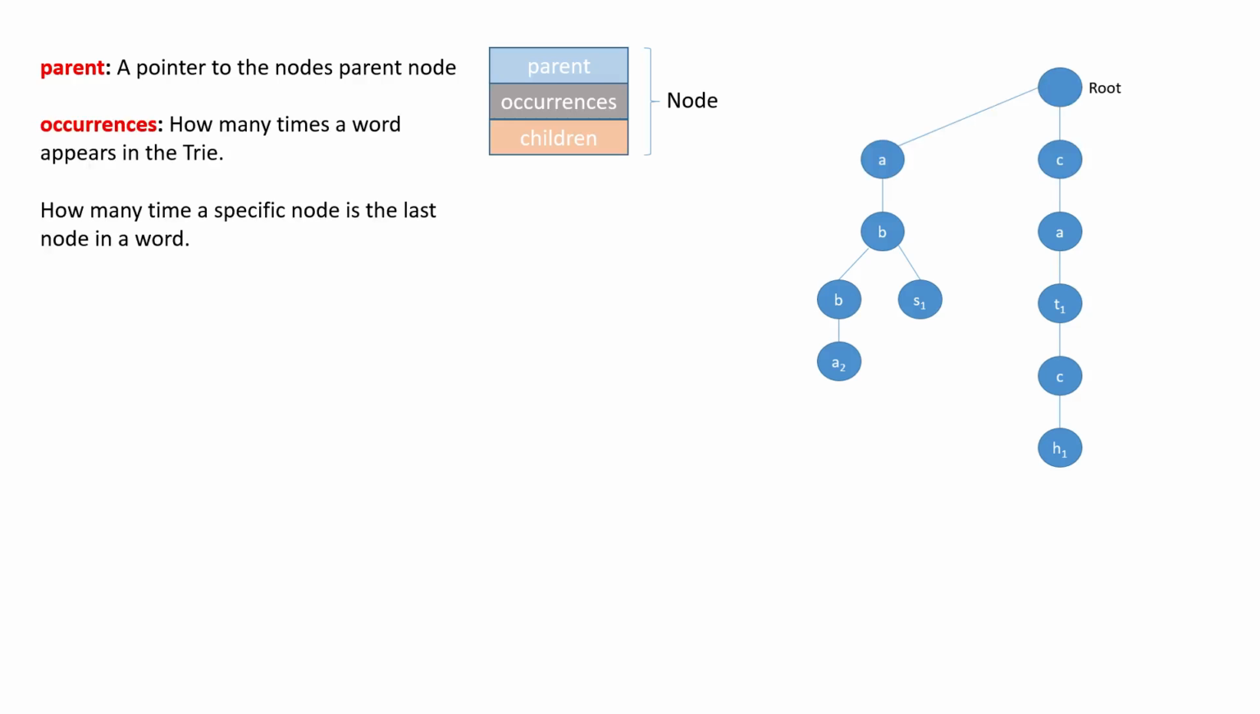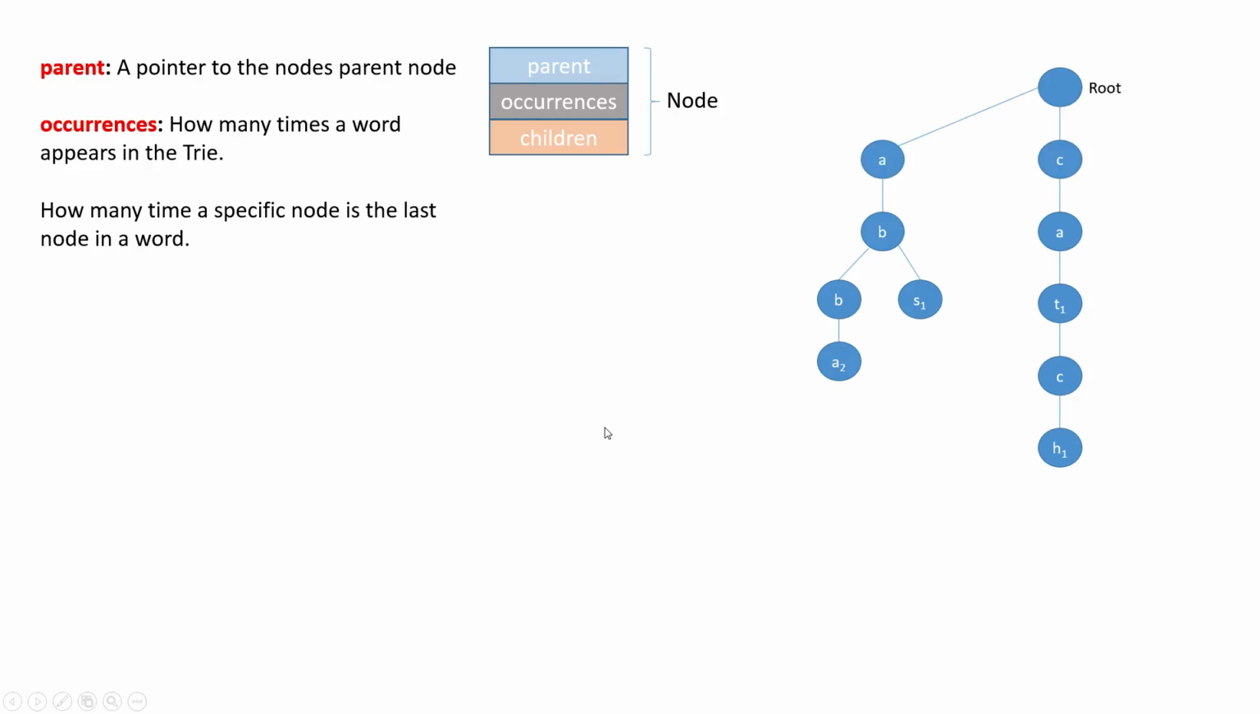Occurrences. How many times a word appears in the trie? Well, that's initially how I thought of it, but more specifically, it's how many times a specific node is the last node in a word. So this node right here, represented by S, is the last node in only one word, ABS. This T is the last node in cat. This H, the last node in catch. This A, ABBA is in there 2 times, so it's the last node in 2 words. The number would only be more than 1 if the same word is in the trie multiple times.